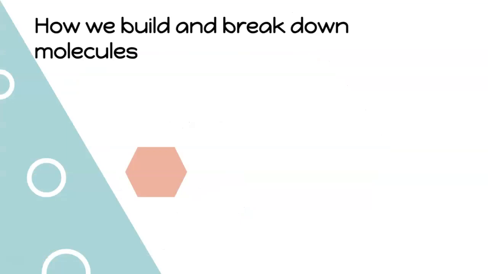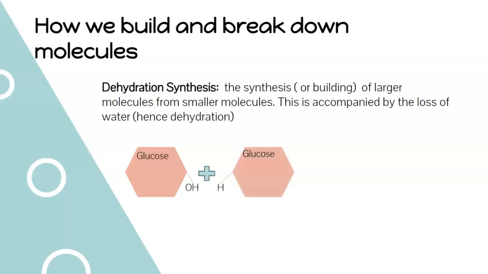So we're going to talk about, as we move through digestion, how are we actually breaking apart the molecules and how are we building molecules? And we learned about building molecules back in photosynthesis, and we built like glucose. So when we talk about building something, we call this process the dehydration synthesis. So synthesis means to build. And we're taking smaller molecules and making larger molecules from them. So we're building larger molecules.